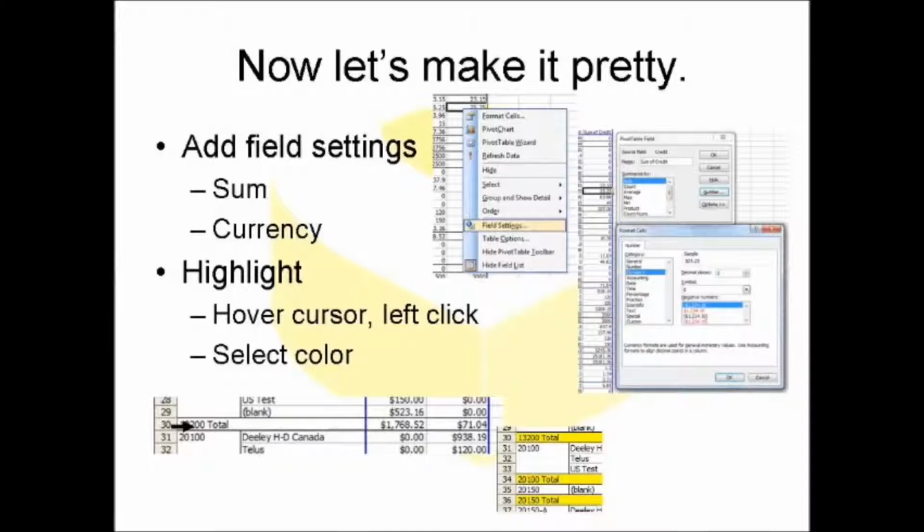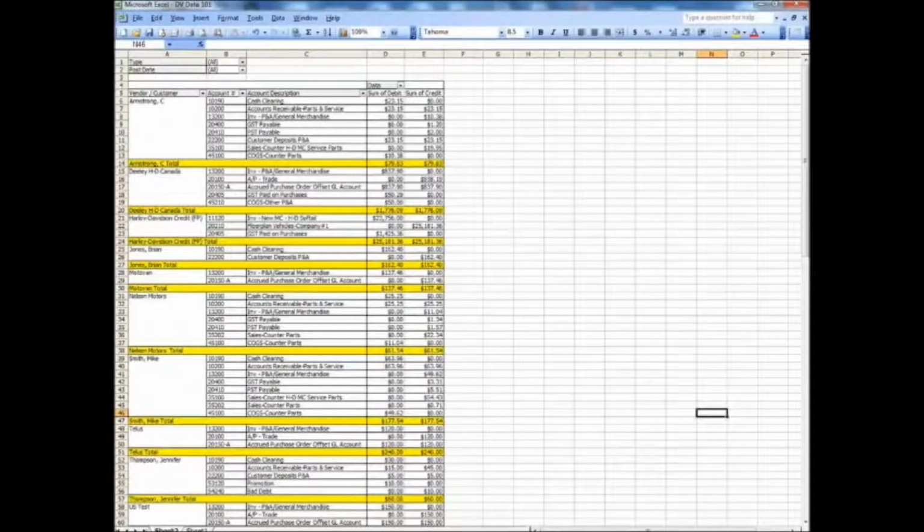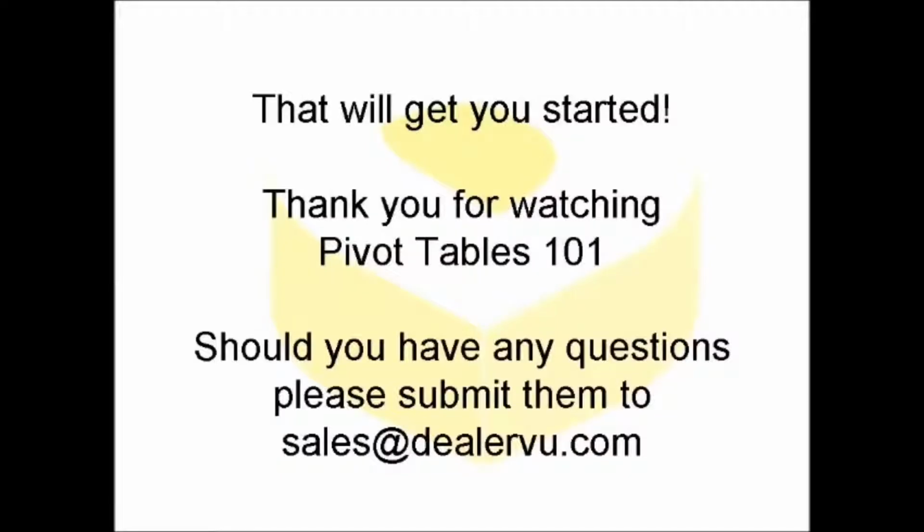Then highlight: you hover the cursor over the leftmost boundary of the area you want to highlight, and you'll get a little black arrow. Left click, and that will highlight it. Then select the color you want. Voila, you have a pivot table. It's that easy. That should get you started in the world of pivot tables. They are fun and an incredibly powerful analytical tool.